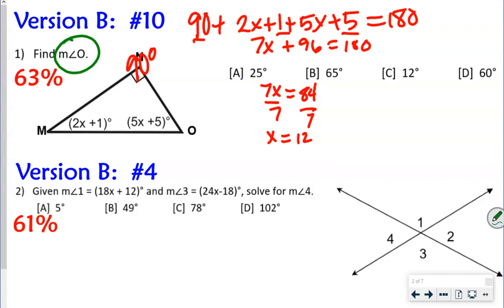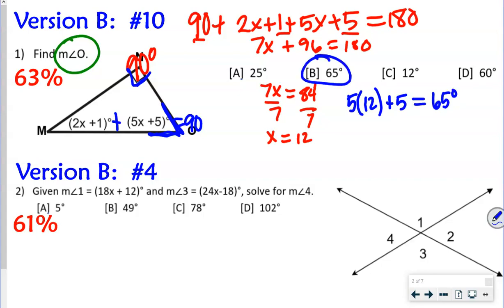So measure of angle O, and oh, by the way, the other way you could have done this is, knowing that this was 90, then when you add these two together, they also have to equal 90, right? So that's the other way we could have solved this problem. Either way, you would have got x is equal to 12. So when we plug that back into this angle right here, this is the angle we're looking for, right? O, it's going to be 5 times 12, which is 60, plus 5. So the answer was 65 degrees, okay? So that was our answer right there, 65 degrees.